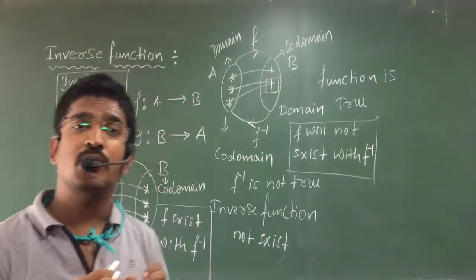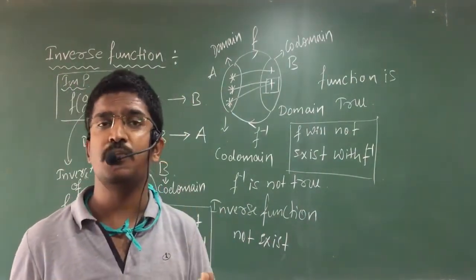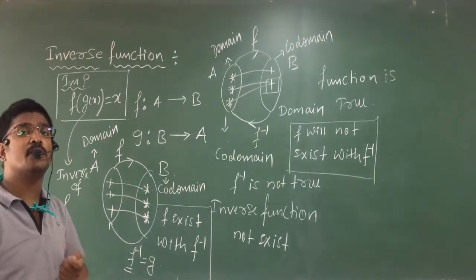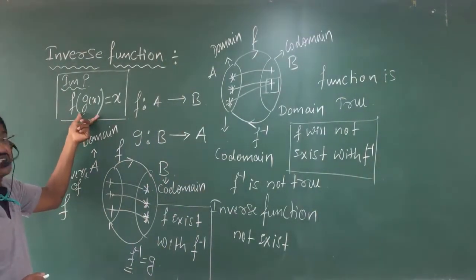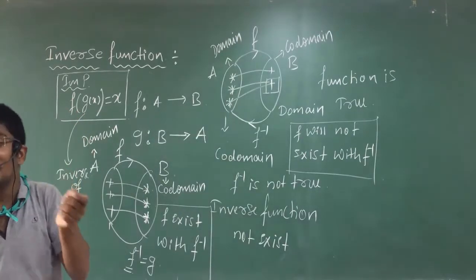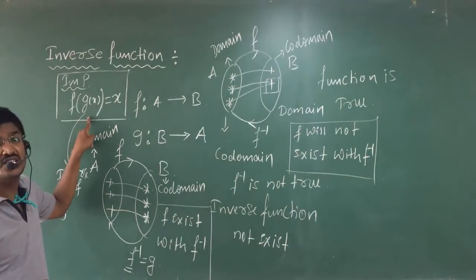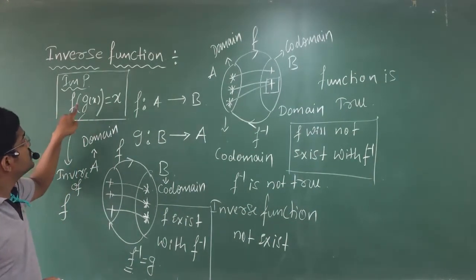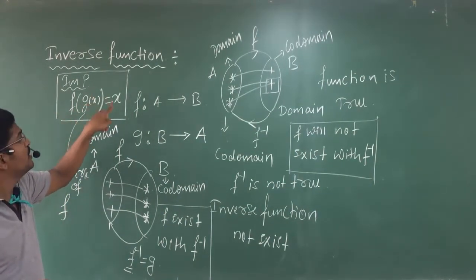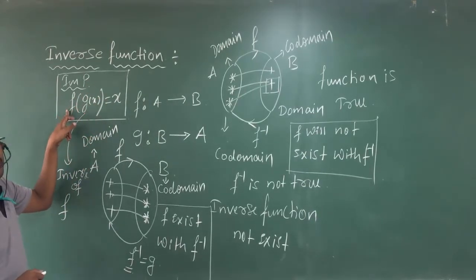While solving the problems, you understood the concept of inverse function. With that, now we are not having any problem. But while solving the problems, you have to use this condition to show that g is the inverse of f. So for that reason, you must know this condition, that is f of g of x is going to be equal to x, then g is called the inverse of f.